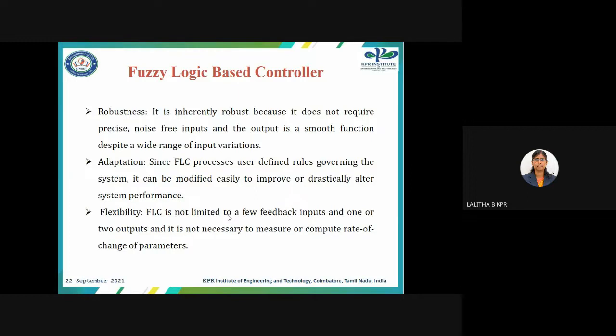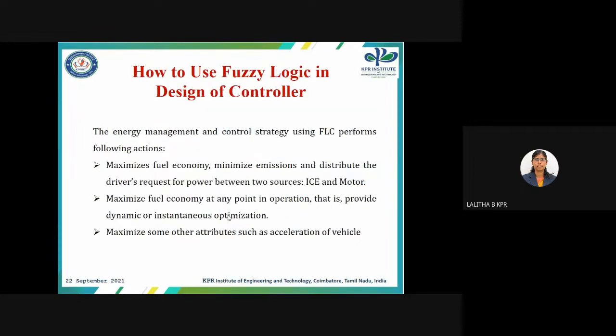The fuzzy logic controller is not limited to a few feedback inputs and one or two outputs, and it is not necessary to measure or compute the rate of change of parameters. So these are the advantages of the fuzzy logic based controller. The next topic is how to use fuzzy logic in the design of a controller: the energy management and control strategy using a fuzzy logic controller.